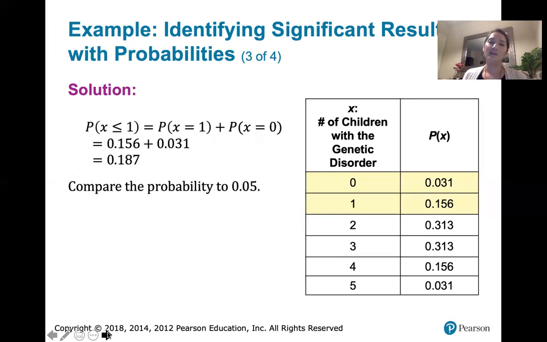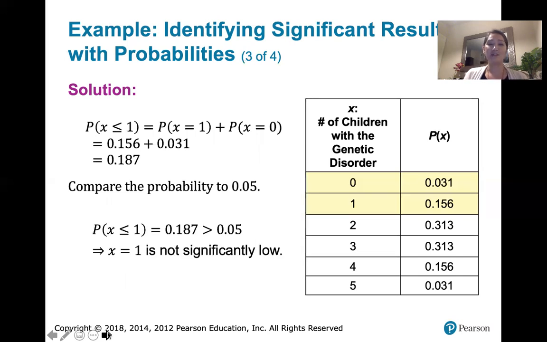Now we want to take that probability and compare it to 0.05. It's clearly greater than 0.05. So that means that X equals 1 is not significantly low. That's the same result that we got with the rare event rule, but with the rare event rule, we were looking at numbers of standard deviations from the mean. Here we're looking at probabilities.